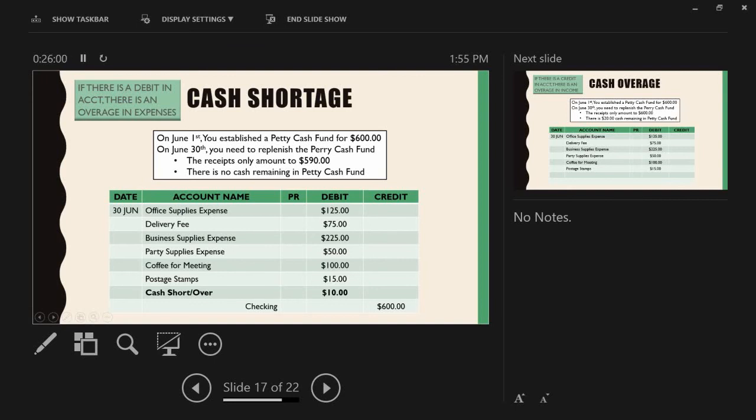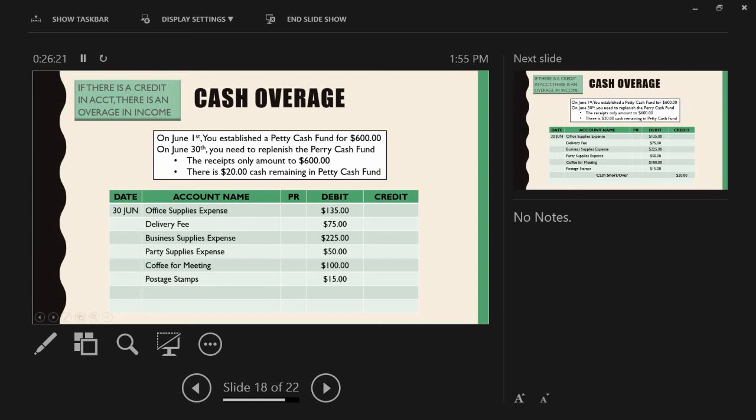So I need to report that this $10 is missing. I don't know how. I'm going to have to find out. But yes, I would have to report it as an additional $10. Okay? Oops, sorry, let me go back one. So I write my check for 600. Okay?